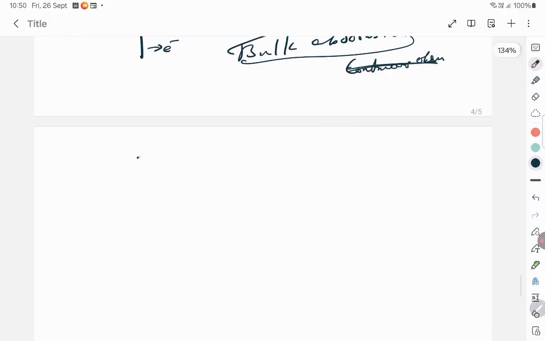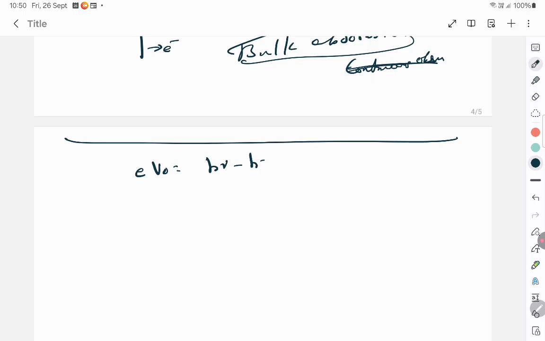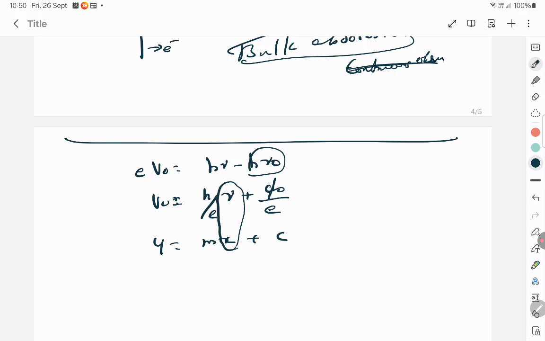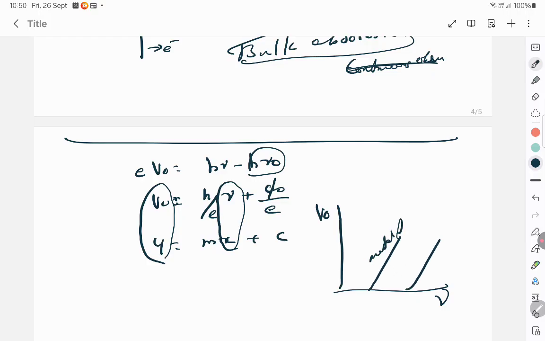Then he did a graph. This graph is beautiful. You know eV naught is equal to h mu minus h mu naught. From that you write V naught is equal to h by e times mu, minus work function by e. And so then this is like y is equal to mx plus c. In the place of x you have frequency, in the place of y you have V naught, and you know the graph between stopping potential and frequency is a slope like this for a metal A, and this is a slope like this for a metal B, I already told you.